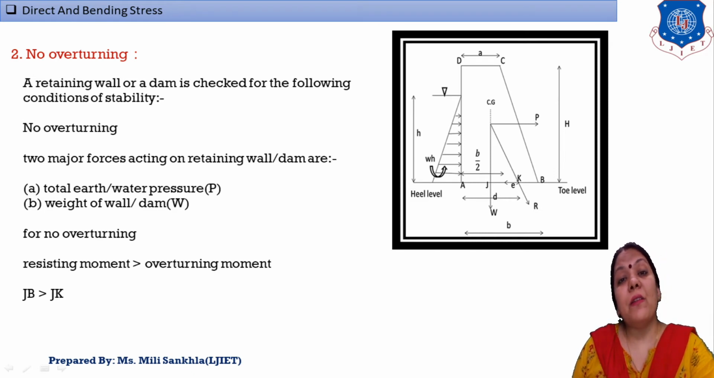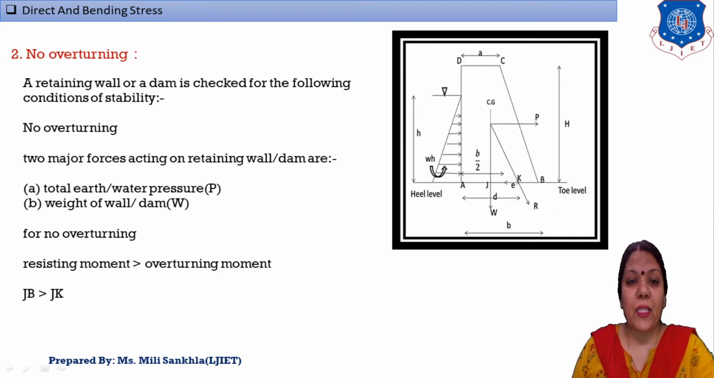That means our resisting moment is greater than our overturning moment. In this dam and retaining wall, our resisting moment is equal to W into this JB. Okay, weight of dam multiplied with this distance JB, that is our resisting moment, and our overturning moment is equal to P into this distance JK. Okay, in that condition, if our this JB greater than JK is satisfied, then our dam is safe against overturning.